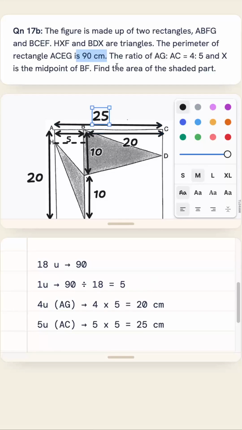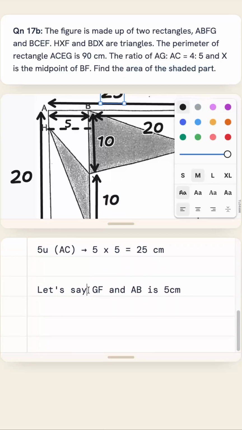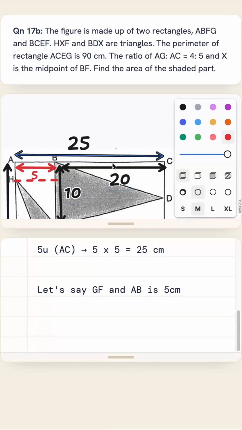Okay, so now how do you find the area of the shaded part? So the thing is that we can just assume that GF over here and AB over here, let me highlight this in red, is 5 centimeters. Okay, then the BC over here, right? So BC will then be equal to 25 minus 5, which is 20 centimeters.